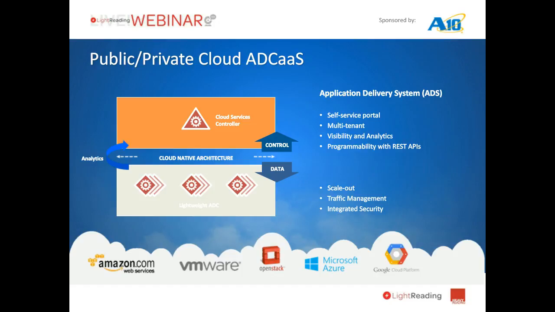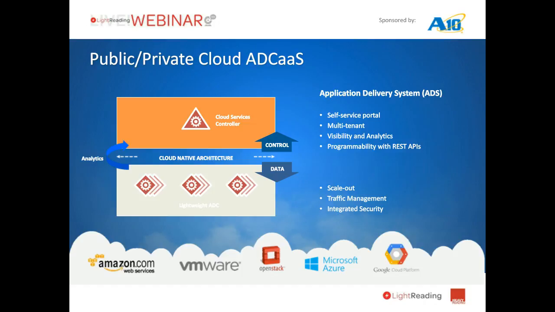So by combining A10's current ACOS vThunder innovations along with the new AppZito controller and lightweight proxy, A10 has a comprehensive solution to really address the private cloud environment. And we talked before about the public cloud environment, but when we look at the private cloud now, we're talking about a controller in the system that can really work in all environments, again, just to make sure that policy, security, the actual application delivery is very consistent across these different environments.